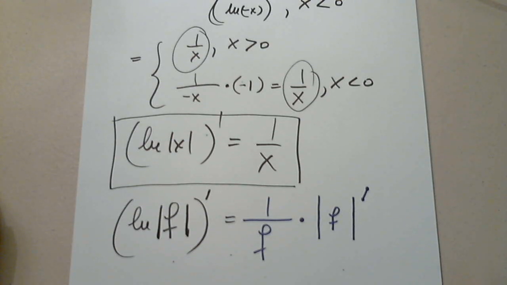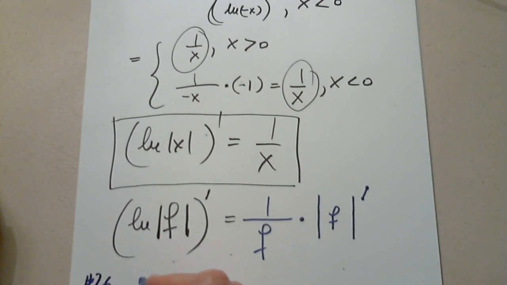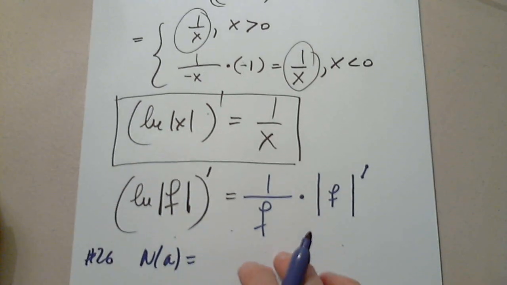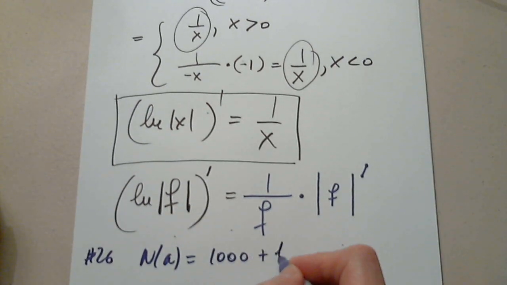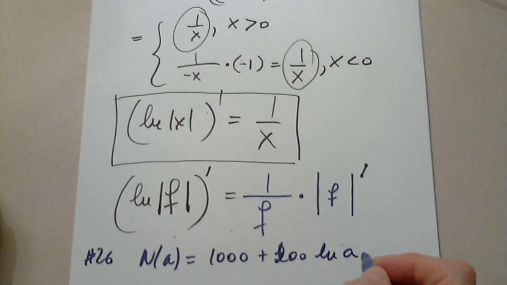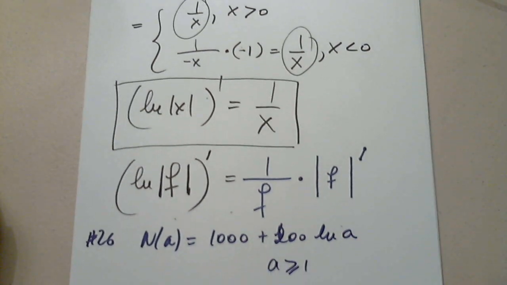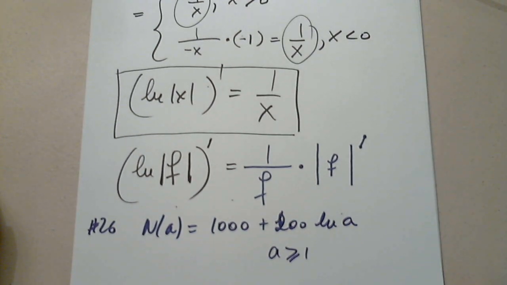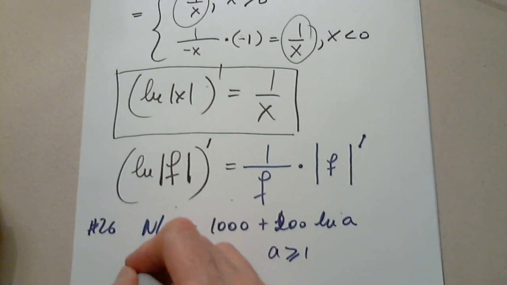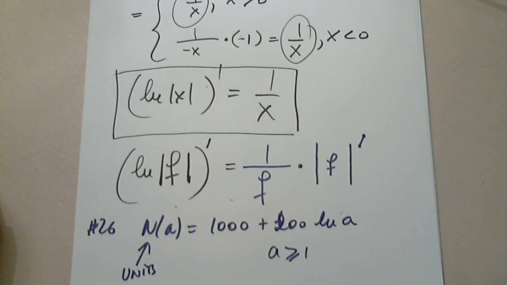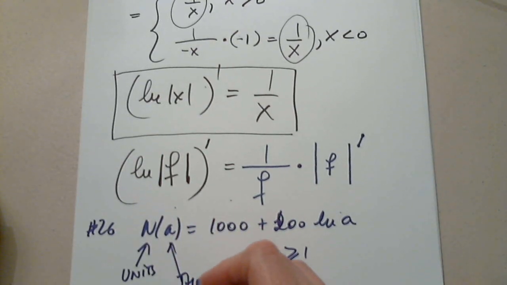Number 26, advertising. A model of consumers' response to advertising is given by N of A equals 1,000 plus 200 natural log A. Of course, A has to be a number greater than or equal to 1. N is the number of units sold. Always take notes. And A is in thousands of dollars.